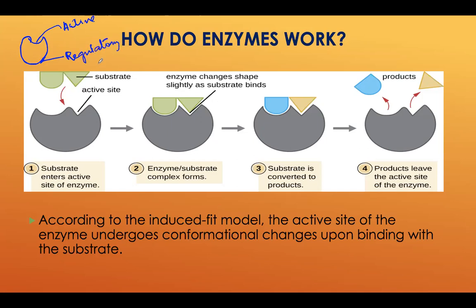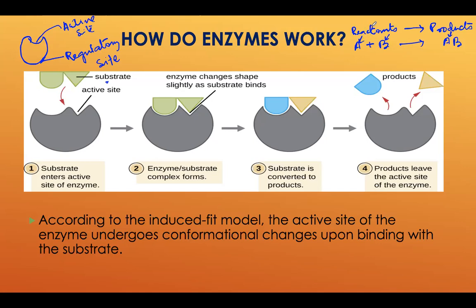Now, what happens with this active site and regulatory site? The active site is for the substrate, which means the reactants. I hope you remember chemical reactions. Reactants together make the products, right? That's the chemical reaction. Like A plus B together make the product AB. So over here, A and B are the reactants and AB is the product, okay?